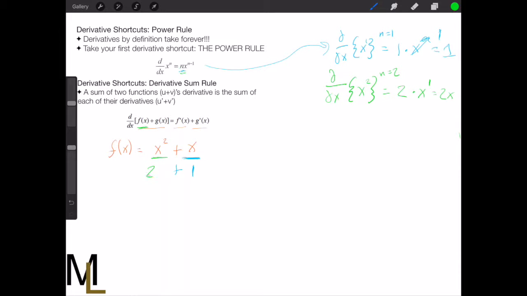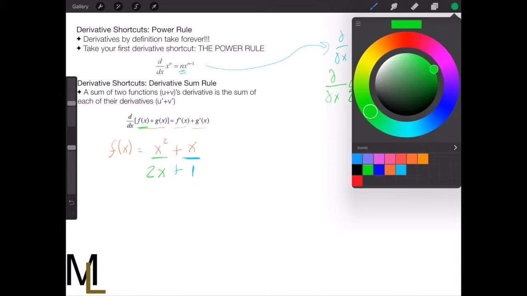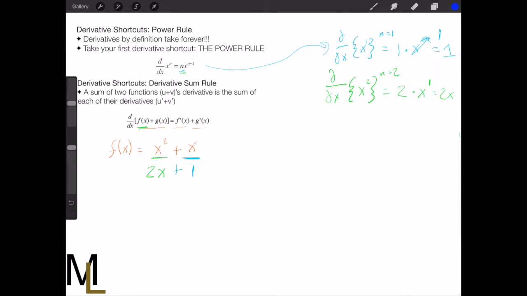Okay? So now we put 2x down here, and now we've got f prime of x. We've taken the derivative of each individual function, and now they get added together just like we did here. So now you've used the power rule in this problem, and you used the derivative sum rule. The derivative of this guy is going to be 2x plus 1.